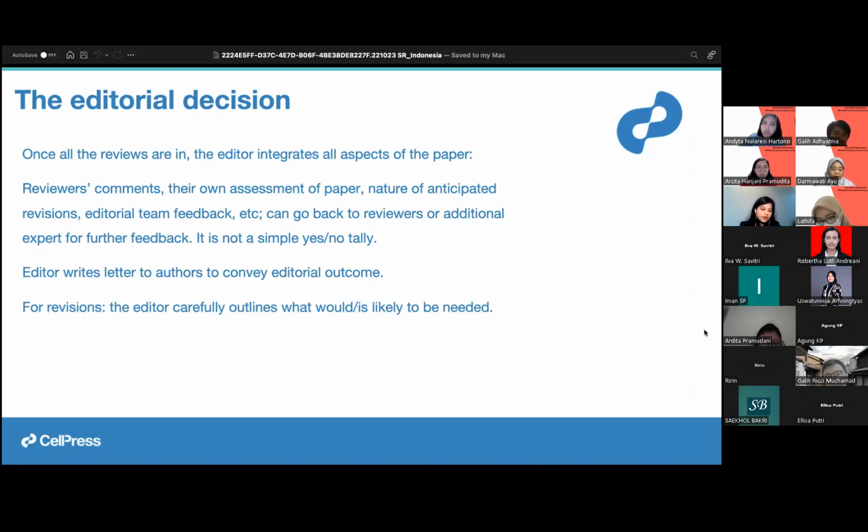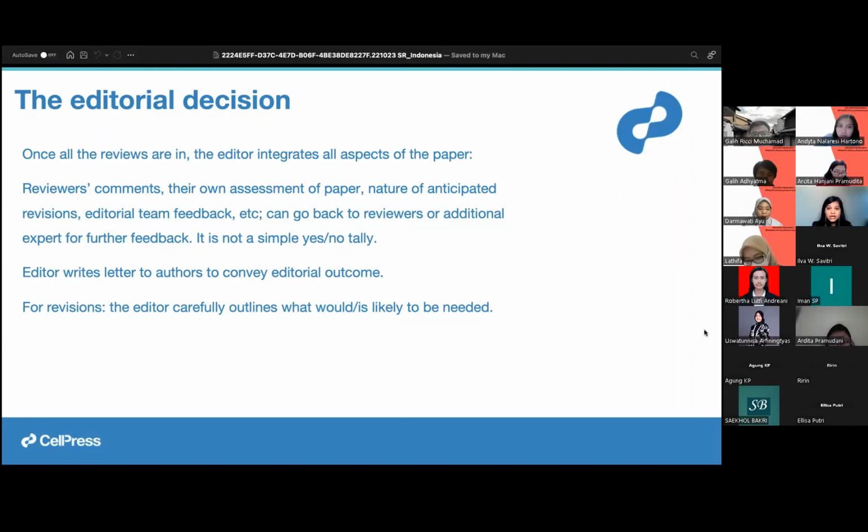Okay, so we've sent the paper out for review. We've got the right reviewers. They've sent us their feedback. I get all the reviewer reports as the handling editor. What happens next? So my job as the handling editor would be to take the reviewers' comments and integrate it with everything else. And what everything else in this case would be is my own assessment of the paper. So when I initially read the paper and discussed it with my team, what did I think? Then the nature of the anticipated revisions. What are the reviewers asking for? Are they asking for some simple experiments? Are they asking for a lot of additional work? Are they asking for the kinds of stuff that you think is going to take a really long time to do?